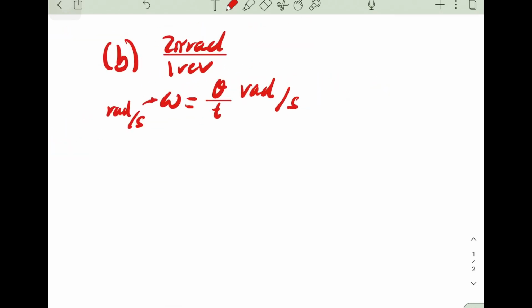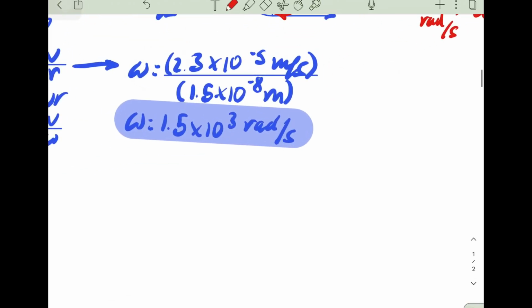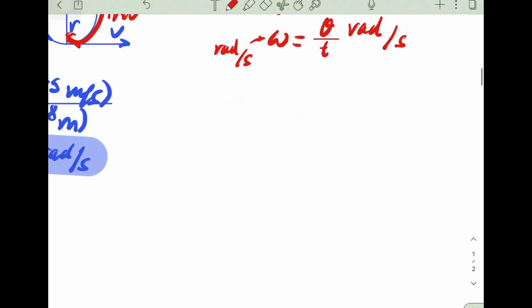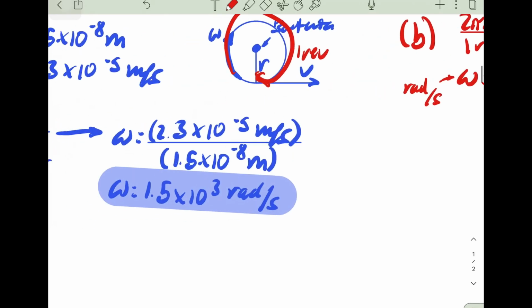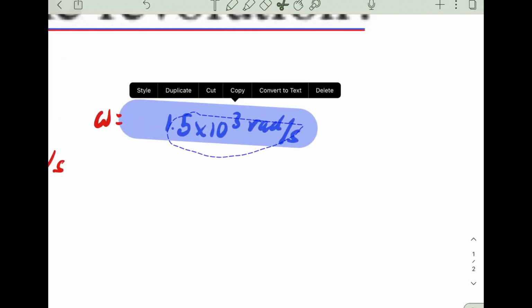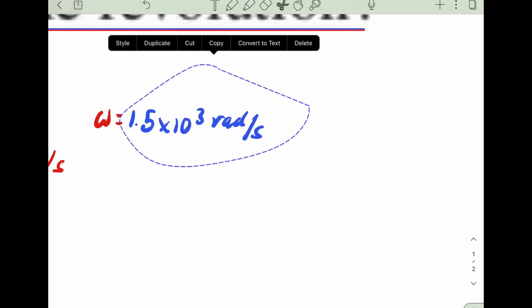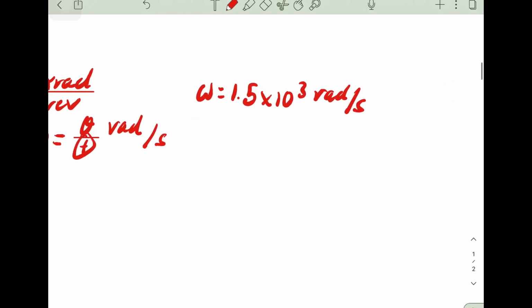So we do have our angular velocity right here. We have that because we solved it in the problem before that. How convenient. Look, it's right here. So at least we know that our angular velocity is 1.5 times 10 to the third radians per second. So this is one of our values. Now we're still missing our angular displacement and our time.